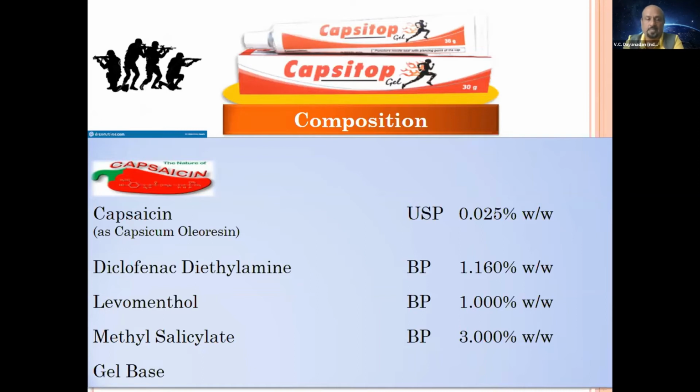Capsaicin depletes pain by inhibiting substance P. Diclofenac depletes pain by inhibiting prostaglandin. Methyl salicylate acts as a counter-pain mechanism, as well as depleting pain by inhibiting interleukins. So for moderate to severe pain, Capsitop could help to reduce the pain.